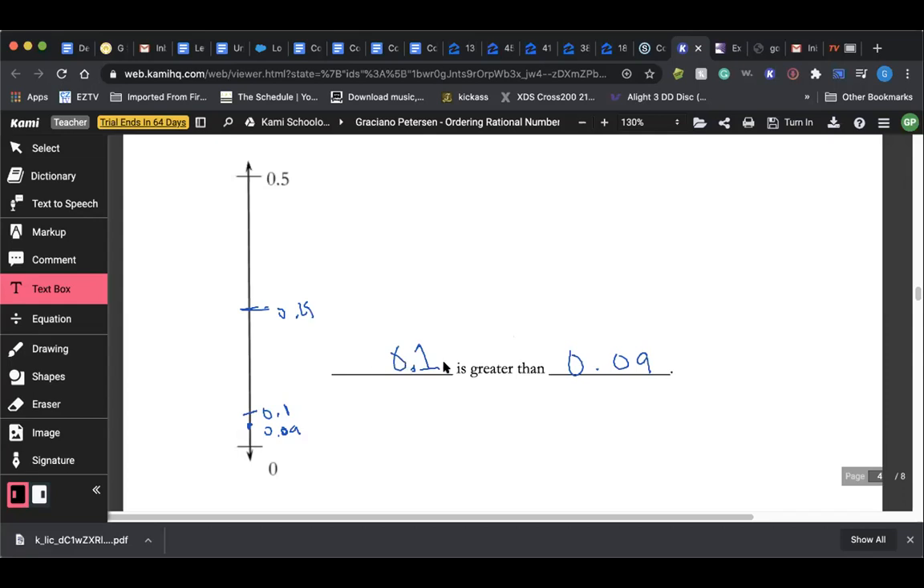Okay, so 0.1 is greater than 0.09. So is that 0.25 or is that 0.15? That's 0.25, that's halfway.